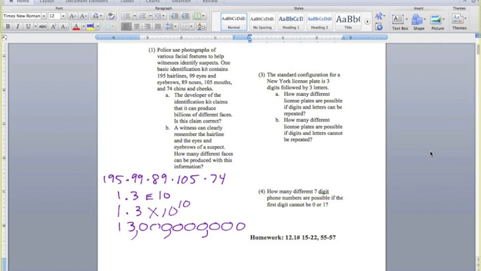So this witness knows 2 things for sure. And the rest of it, they didn't really get a good look at because they were distracted by the sun reflecting in the unibrow. So how many faces can they still put together? So we'd have 89 noses to still choose from, 105 mouths to still choose from, and 74 chins and cheeks to still choose from. So we multiply just those parts together.